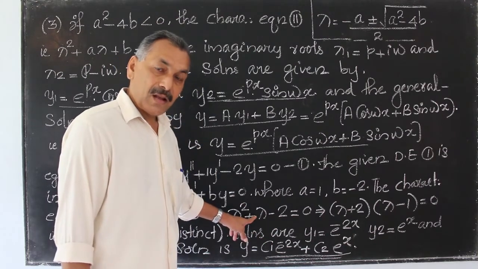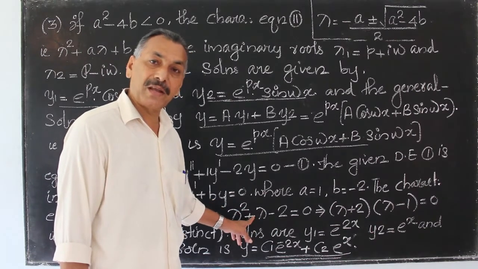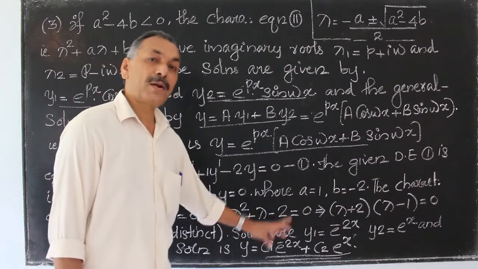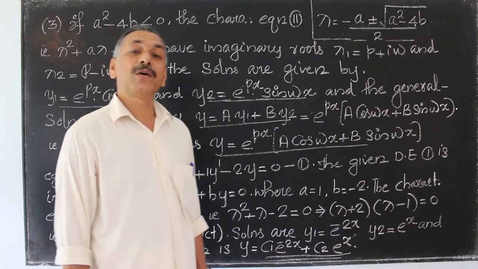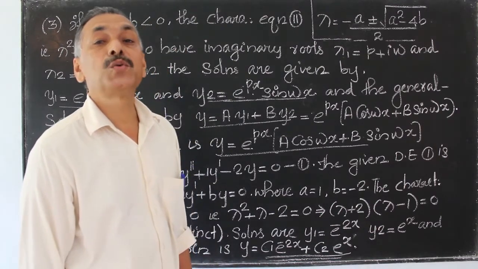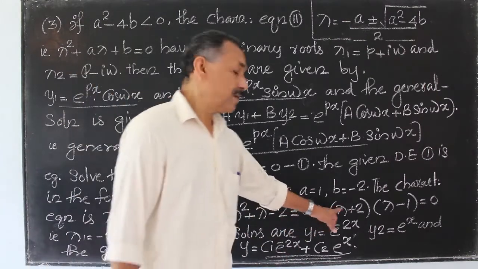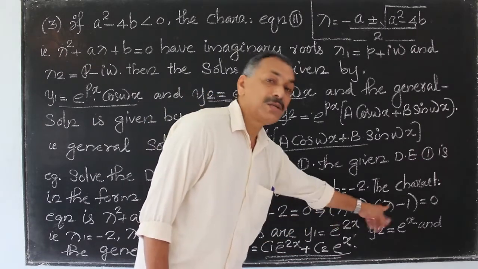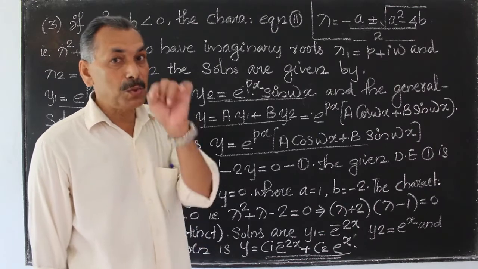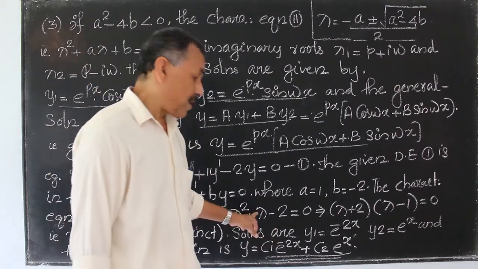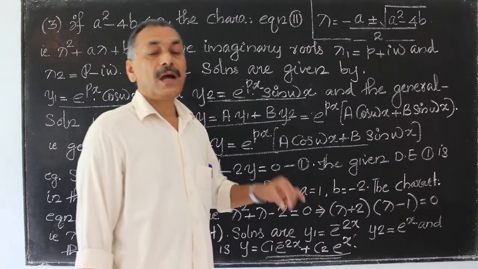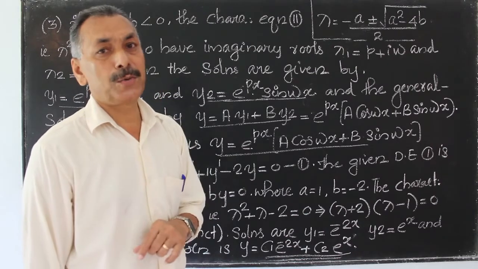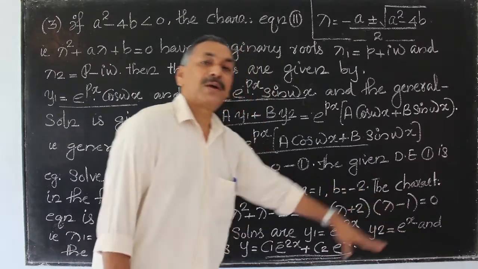Lambda square is like x square, the coefficient of x is the sum, and the constant is the product. That is, the sum is equal to 1 and the product is minus 2. The two numbers are 2 and minus 1, whose sum is 1 and product is minus 2. Therefore, lambda plus 2 into lambda minus 1 is equal to 0.